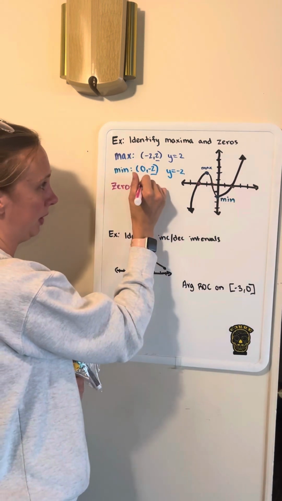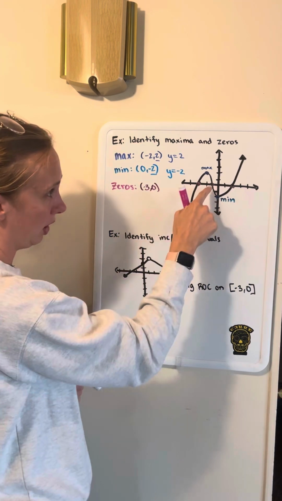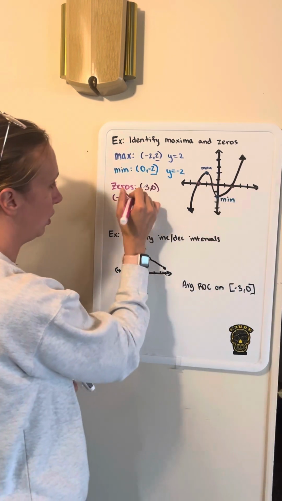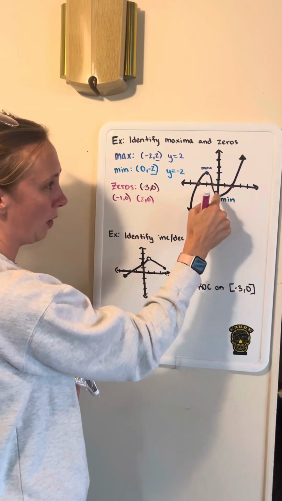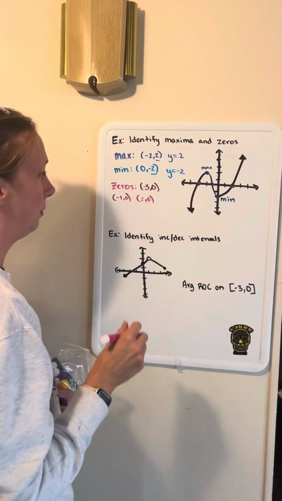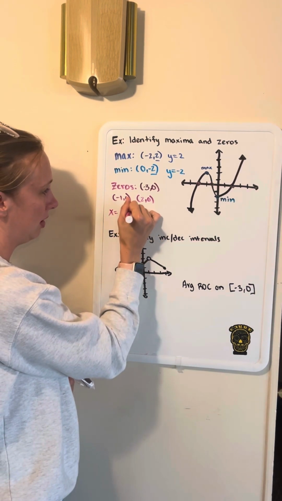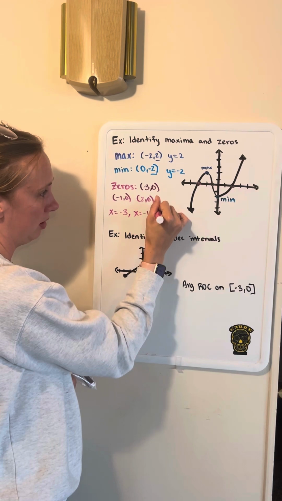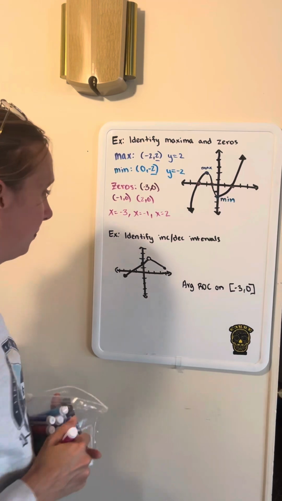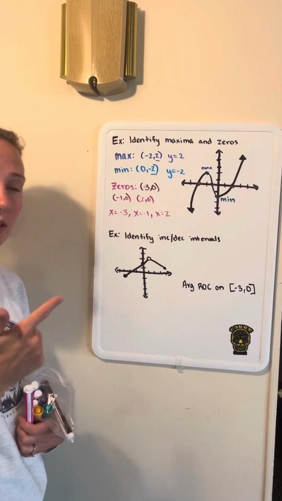Those are at the points (-3, 0). It also crosses at (-1, 0). And then finally, it crosses at (2, 0). Notice that I didn't include the y-intercept. That's because it doesn't cross the x-axis there. It crosses the y-axis, so it's not a zero. Another way you might see this written is x equals -3, x equals -1, and x equals 2. And that's because those are the x values for which you have solutions. Okay? So that's going over, again, key features. So identifying the maxima and the zeros.